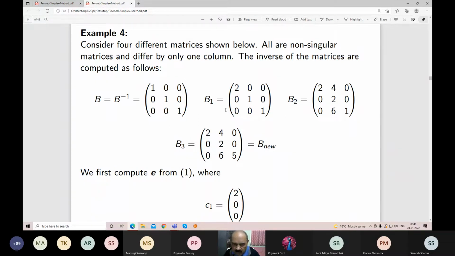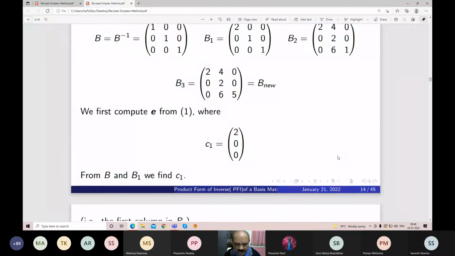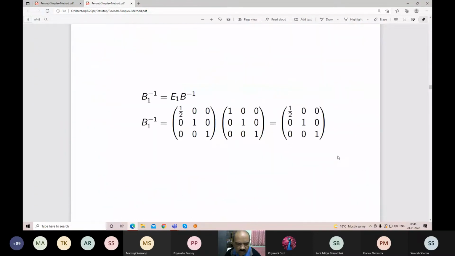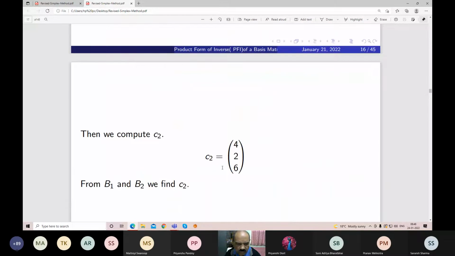Now, if you compare B1 and B2, which column is different? The second column is different. First column same. Third column same. But the second column is different. The second column elements are 4, 2, 6. That is our C2. See here, our C2 is nothing but 4, 2, 6.